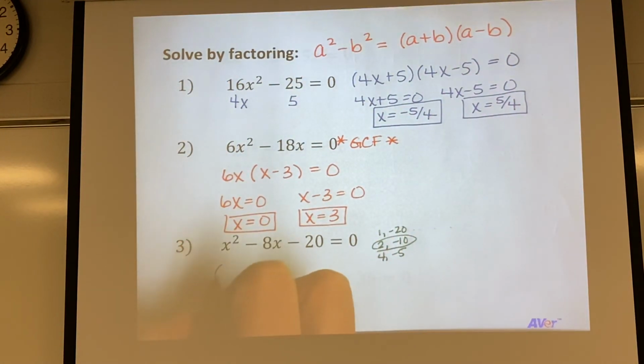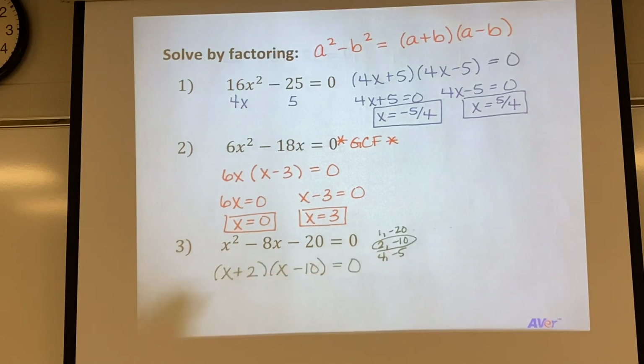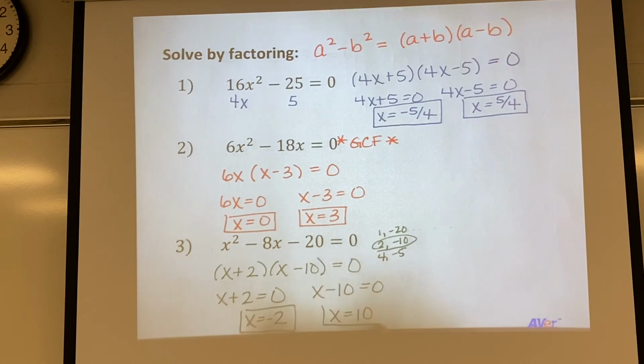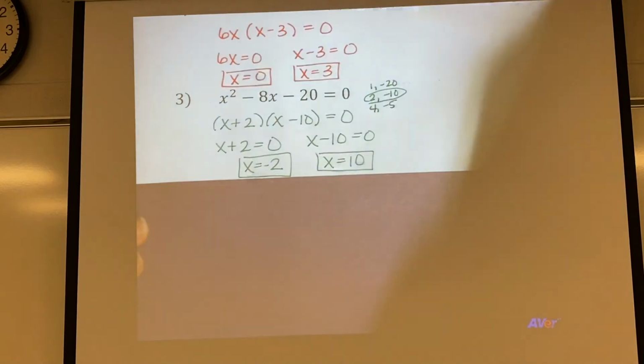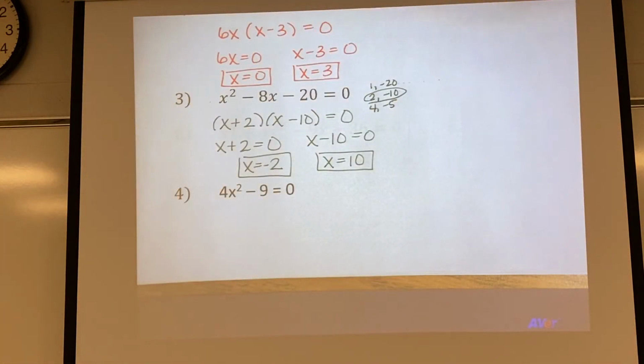So we know that we're going to have x plus 2 and x minus 10. We don't have to split the middle on this one because the leading coefficient is 1. But then we want to set each of those equal to 0. So x plus 2 equals 0 and x minus 10 equals 0. So x equals negative 2 and x equals 10. So the only part that is new to us on this is just setting those factors equal to 0 and solving. All right, this is our last one.